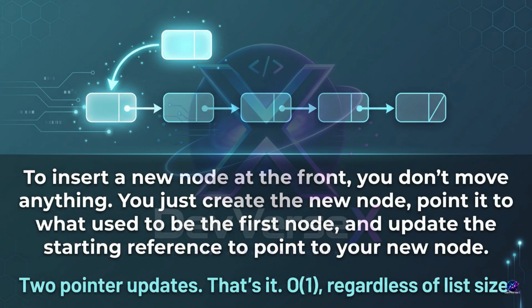To insert a new node at the front, you don't move anything. You just create the new node, point it to what used to be the first node, and update the starting reference to point to your new node. Two pointer updates, that's it. O(1), regardless of list size.